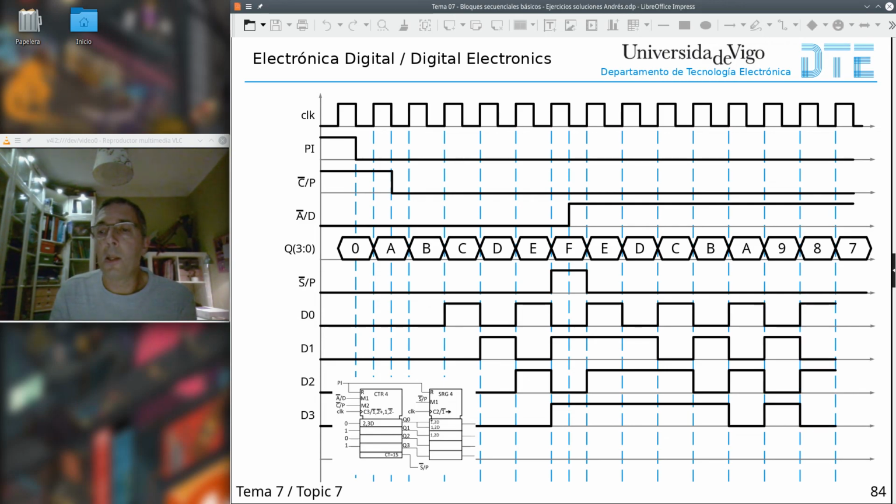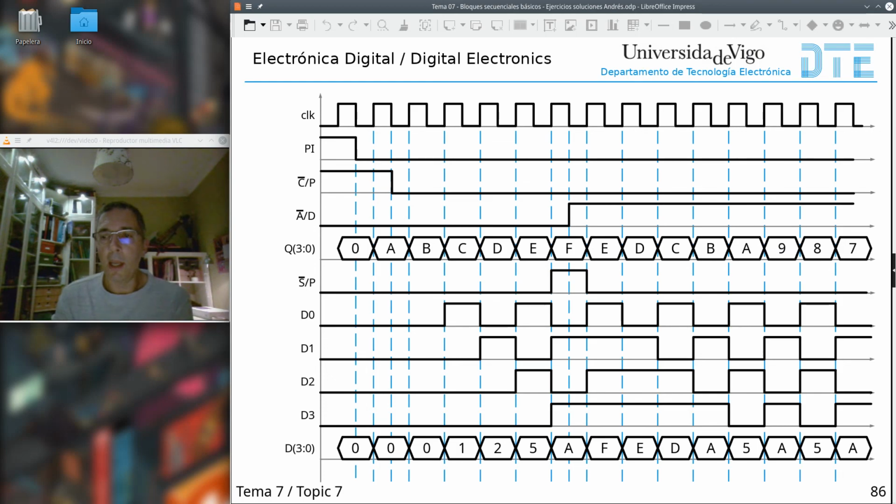And it keeps doing this. It's the same pattern every time. So we have to look at what's after and put it before. Okay. So for completeness, I will remove the circuit and put the boxes and put the values of what's in D0 and D3 at the bottom. And this is the complete chronogram for the second exercise for topic 7.